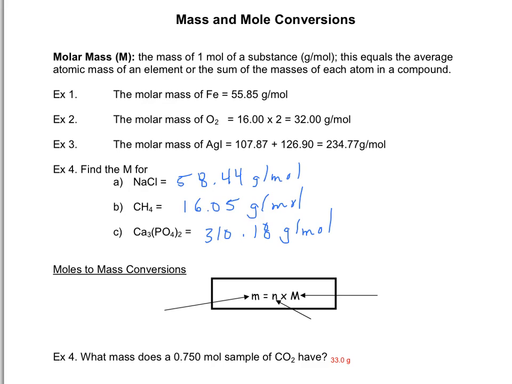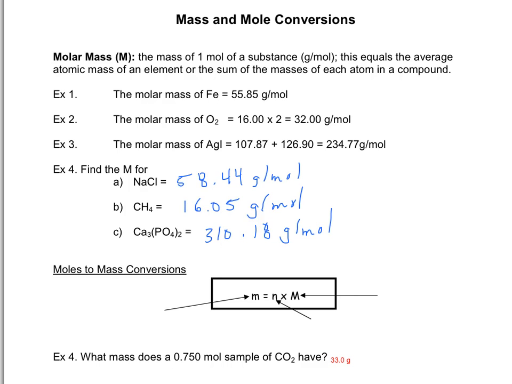Here are the answers. You might have been tricked on calcium phosphate because you didn't expand out the brackets. You need to add together 3 calciums and 1 times 2 phosphoruses and 4 times 2, 8 oxygens.